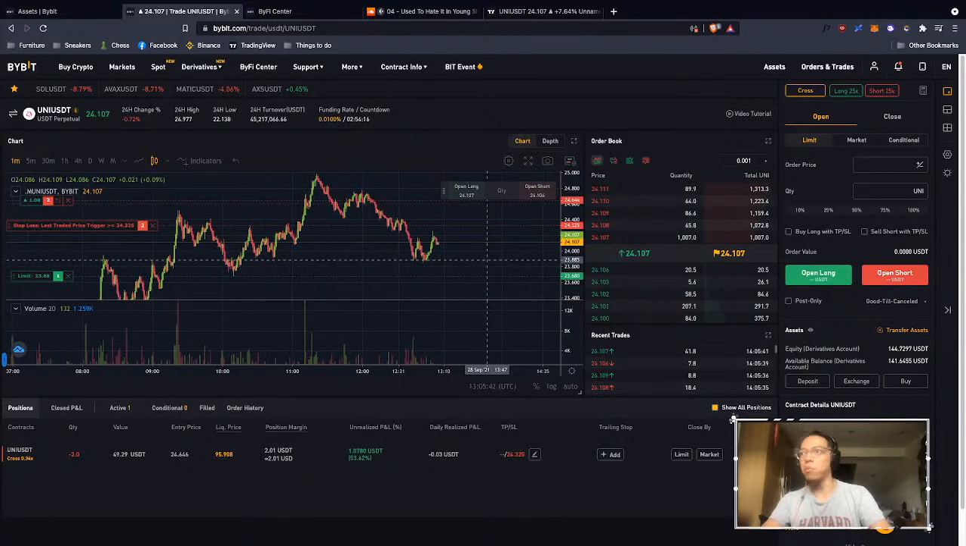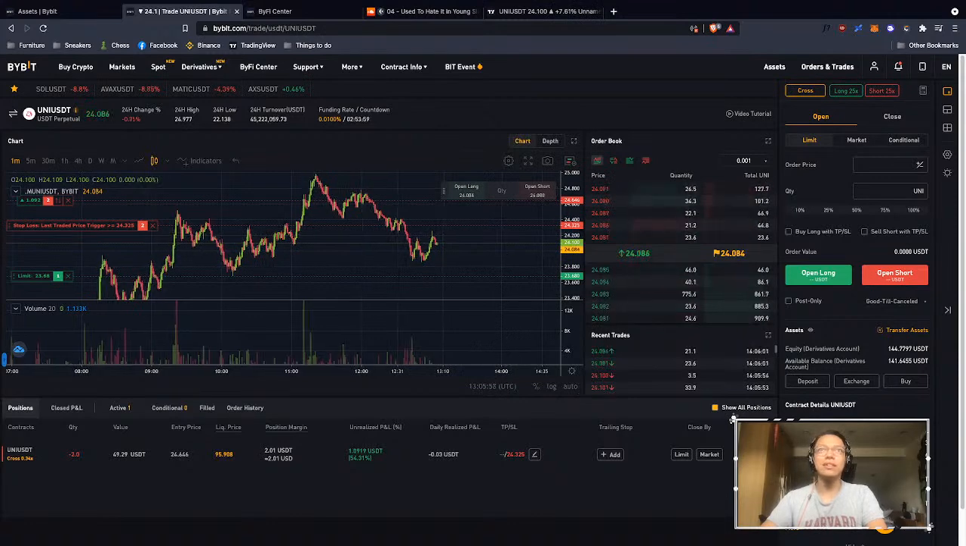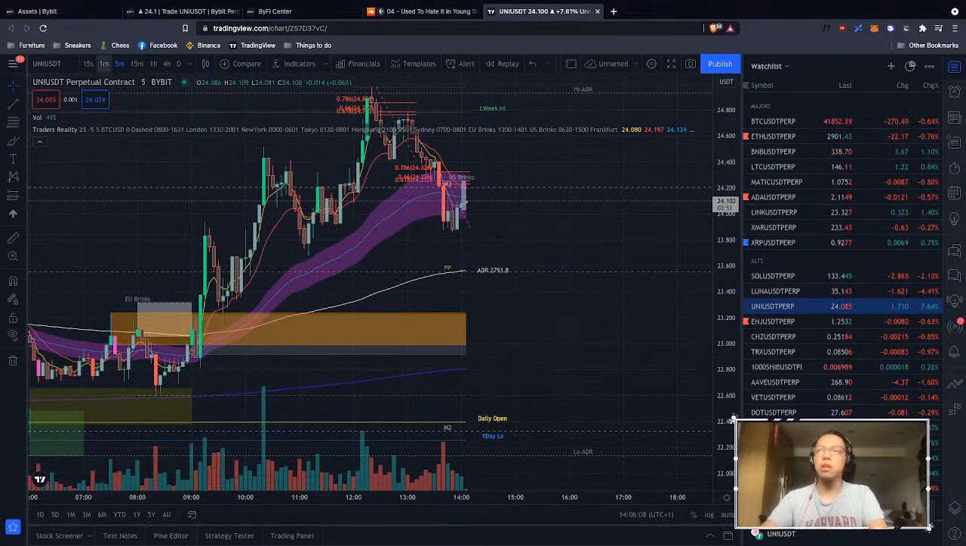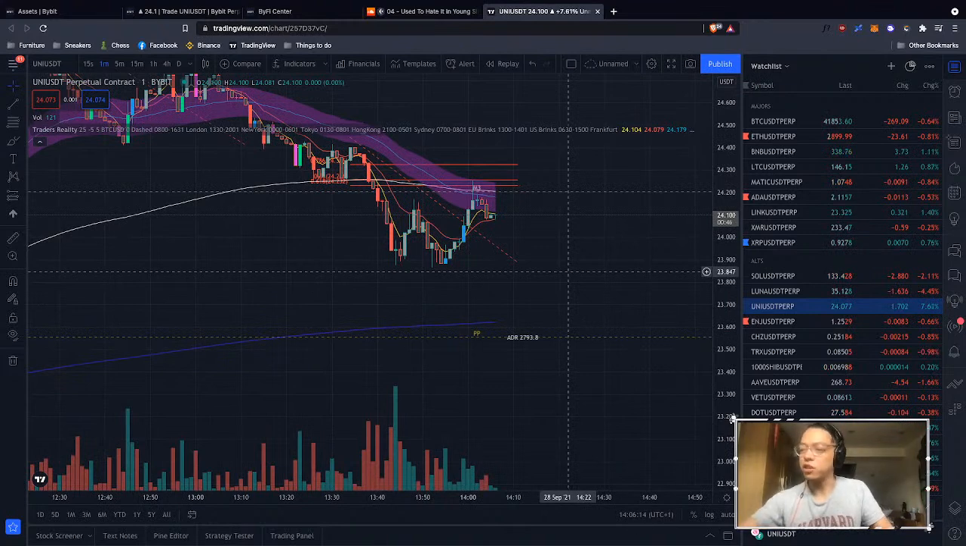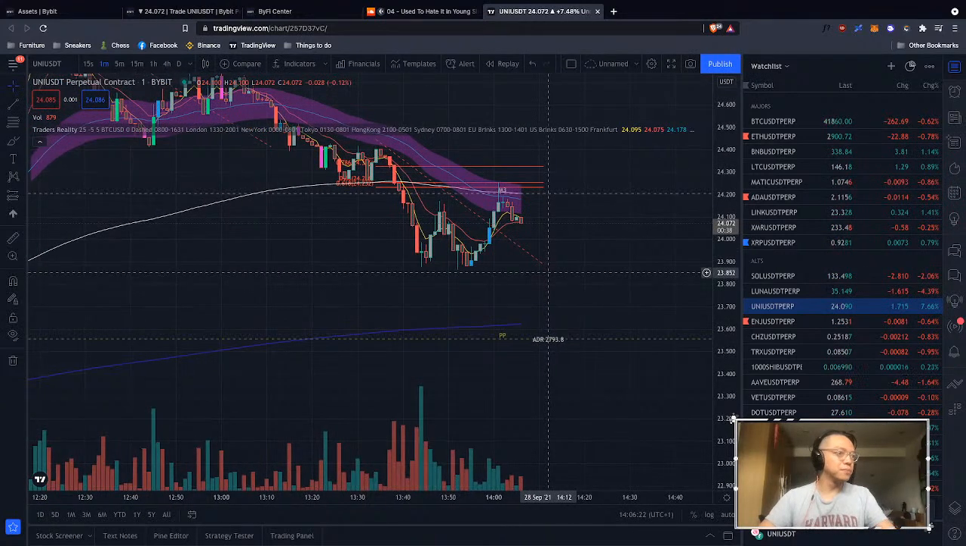I should have had a lot more money on this. 25x. Look at that. I'm on cross as well. Should have been on isolated. That could have gone wrong quickly. Quite quickly. Looking clear. I think we're good to hold this trade.